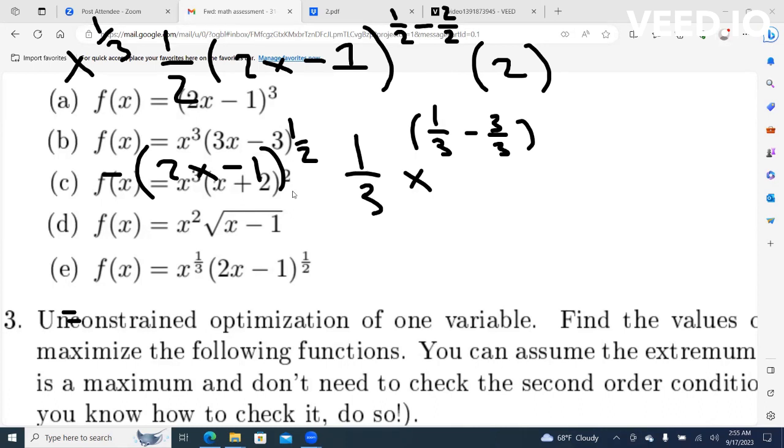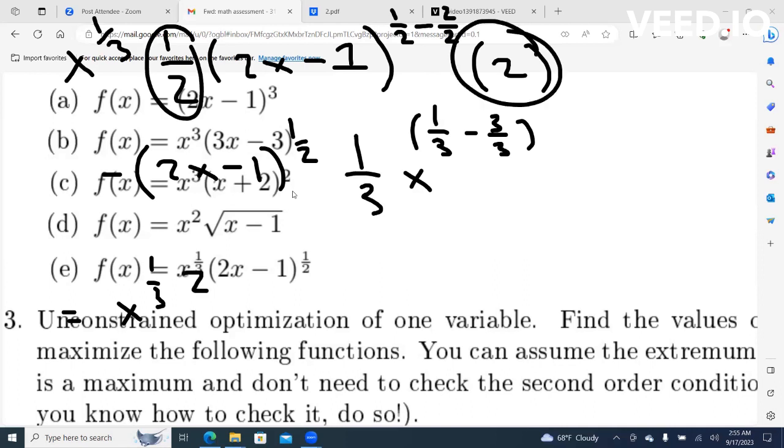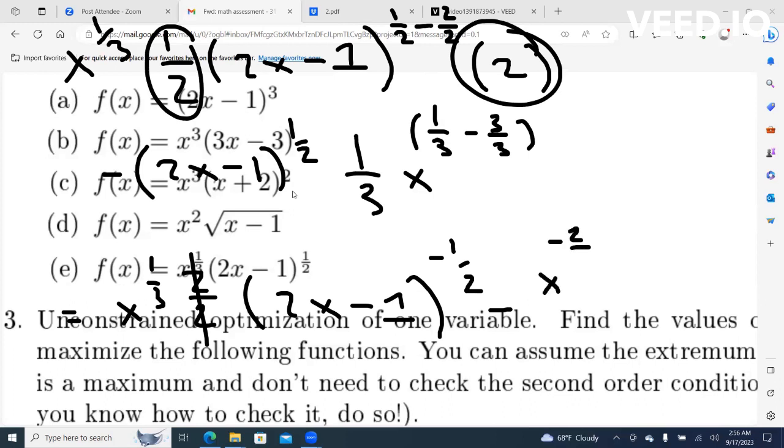Okay, so what do we have? We have an x to the 1/3. We actually do have a 2 times a half, a 2 divided by 2, which is gone. Then 2x minus 1 to the negative a half, minus, I see x to the negative 2/3. If it gets pretty messy, we better write all this stuff: 2x minus 1 to the 1/2. That's what I see there.